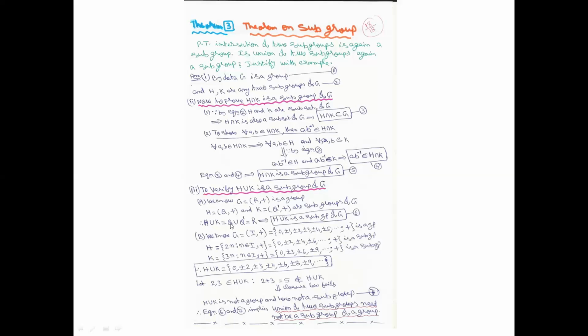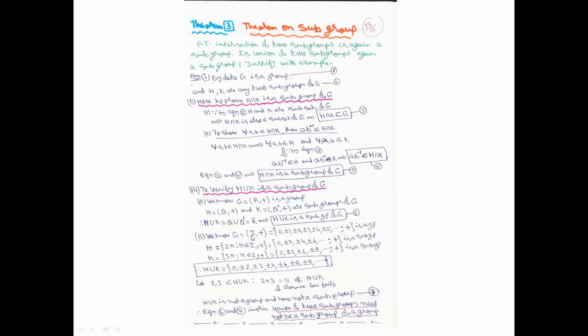H union K means the set of rational numbers union irrational numbers. Rational numbers union irrational numbers is nothing but the set of real numbers. The set of real numbers under addition, we know it is a group. Hence, H union K is a subgroup of G. So in this example, we proved H union K is a subgroup of G.